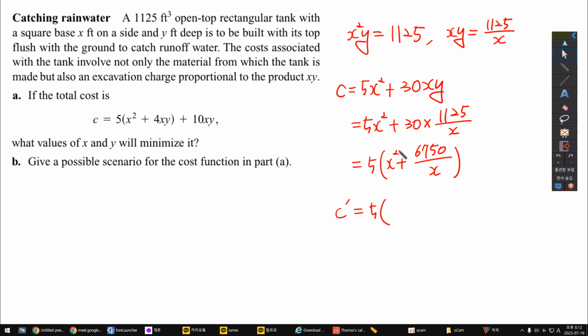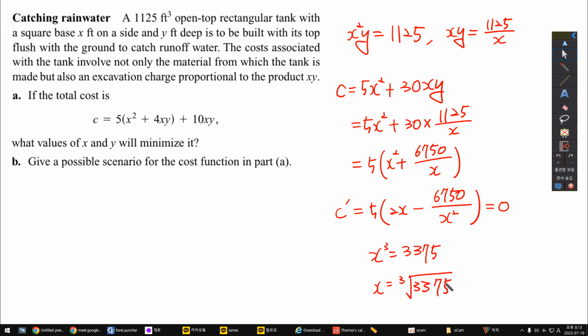So what's the derivative of x squared? 2x. And then for this one, this is kind of x to the minus first power, so we can make this type of derivative. And then to be minimum, this first derivative should be 0. So when this parenthesis should be 0, that means x cubed is the half of this 6750. That means 3375. So x is the cube root of this.